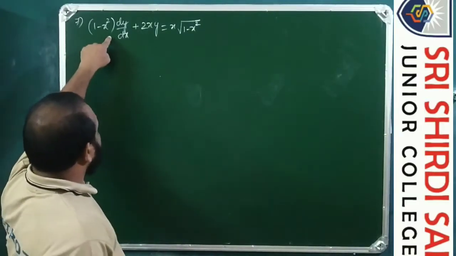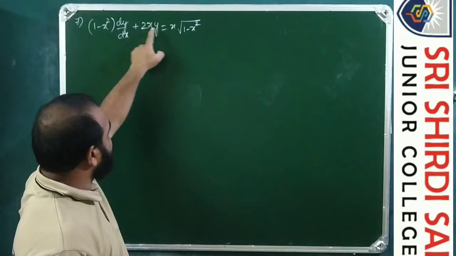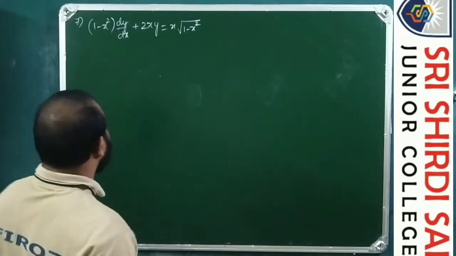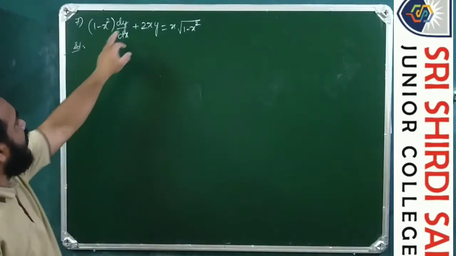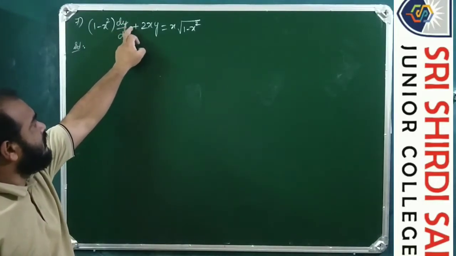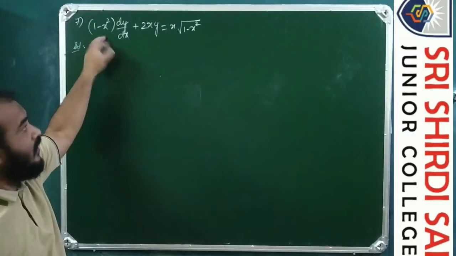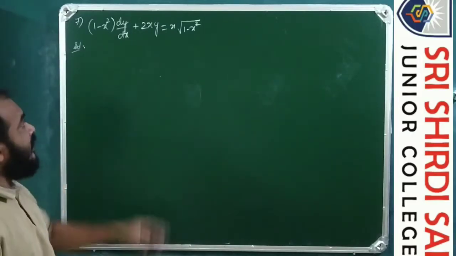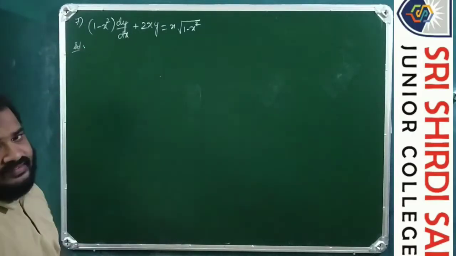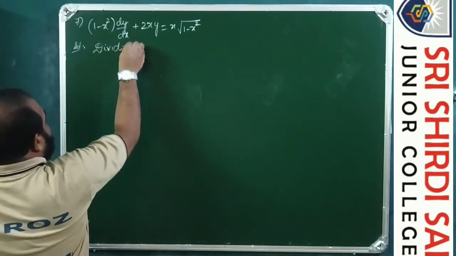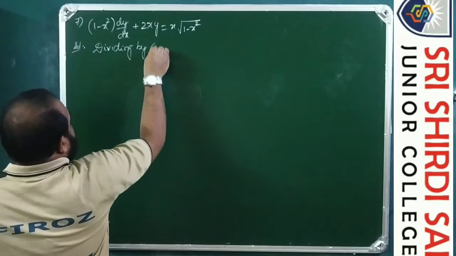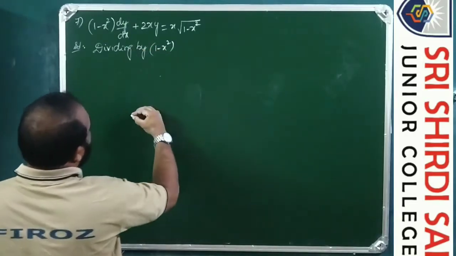(1 minus x square) times dy by dx plus 2xy equals x into root of (1 minus x square). We know what to do in the first step. The coefficient of dy by dx is 1 minus x square. Let us divide the entire equation by 1 minus x square throughout the equation.